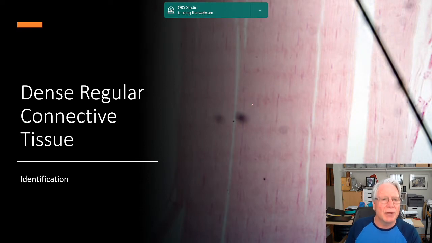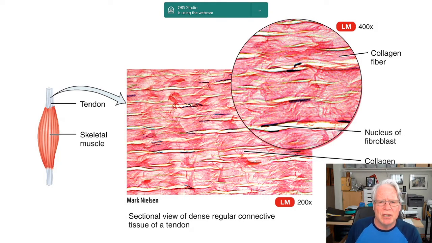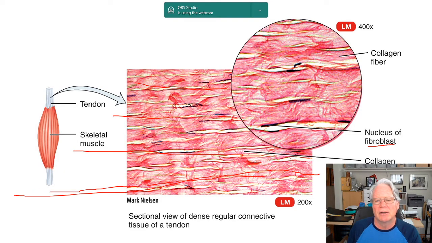All right, dense regular connective tissue. Let's take a look at that. Dense regular connective tissue is composed mostly of fibers with cells. In this case, they're going to be fibroblasts. The fibers are collagen, and because of the terminology, dense regular connective tissue, the fibers are all running in the same direction. So they're all parallel to each other, as you can see here. And that means that they're arranged in the direction of stress or pulling. So the tendon is being pulled in this direction, and so all the fibers are arranged in that direction, okay?